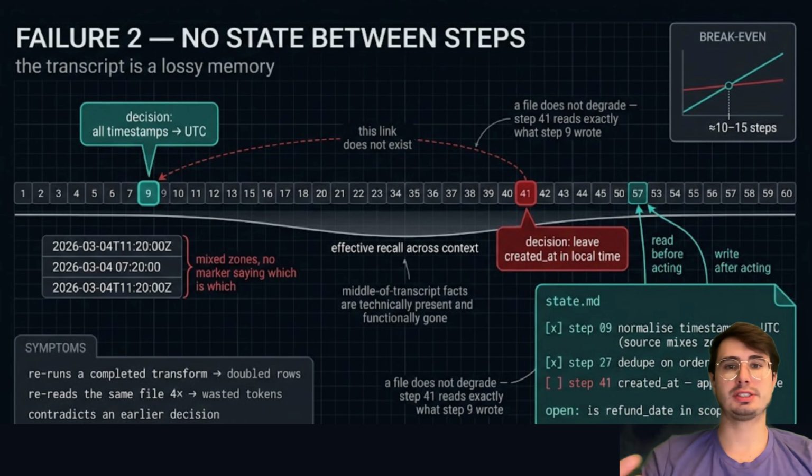And the reason this works is that the file won't degrade. Step 41 reads the exact same 7 lines that step 9 wrote, at full fidelity, regardless of how long the transcript has gotten, so you've replaced a lossy channel with a lossless one.